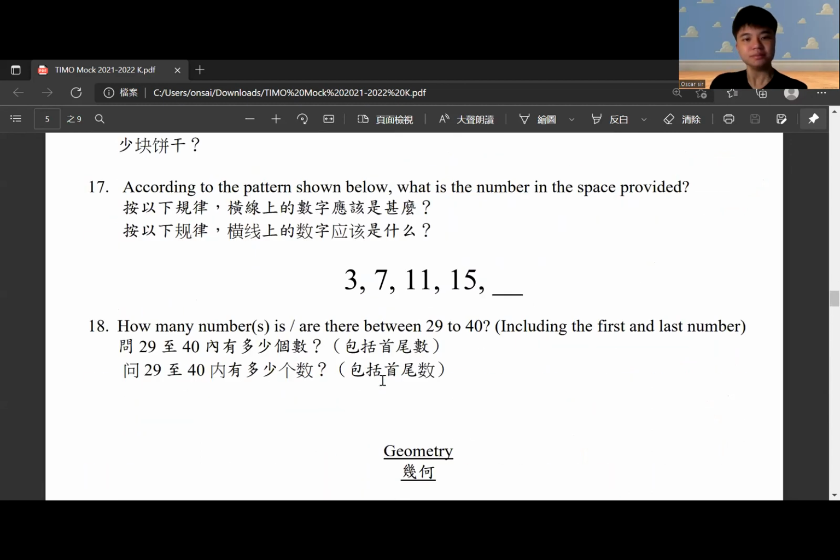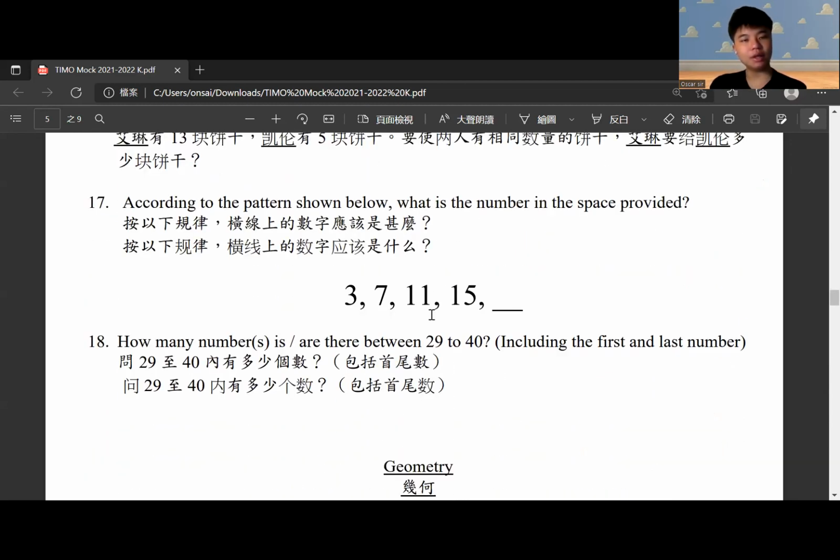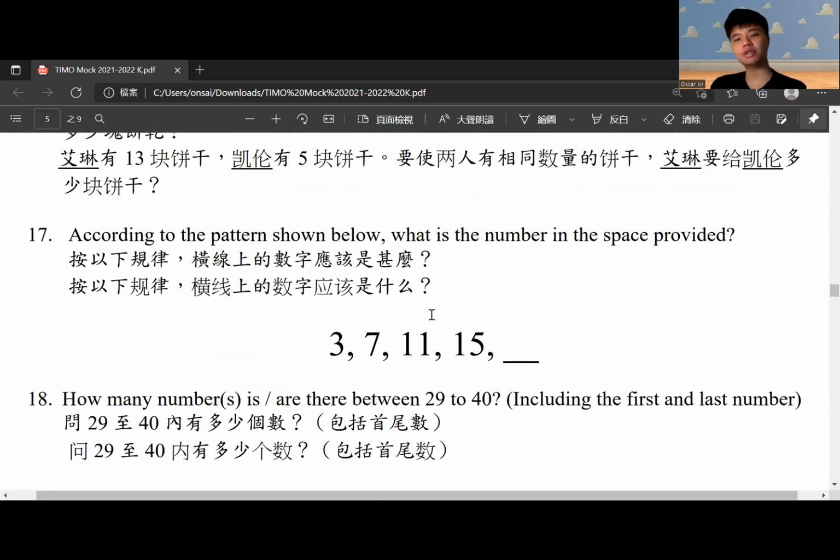Okay, so we need to find a pattern again. Actually, if we are trying to figure out the pattern, we are looking for the difference between the numbers. You know what I'm talking about? We need to find the difference. For example, the difference between 3 and 7 is 4, because 7 minus 3 is 4, right? And then we can also find this pattern or this difference.